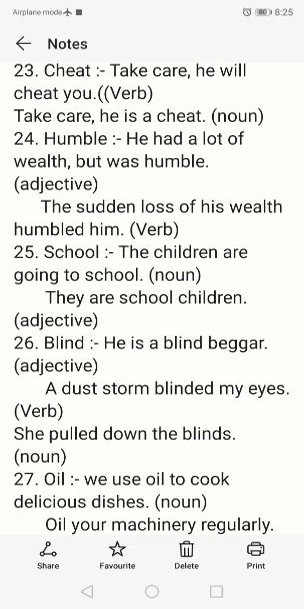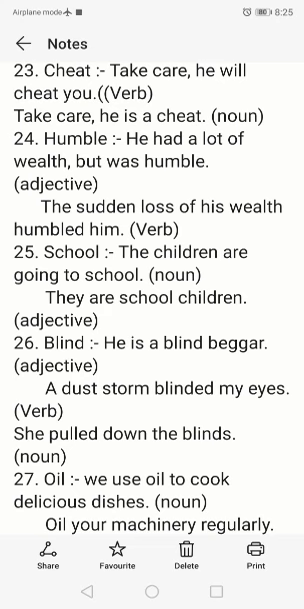And next one is blind. Blind, again, is an adjective, mainly used with a noun. He is a blind beggar. Beggar is a noun. So the word blind says something about the noun beggar. So here blind is used as an adjective.